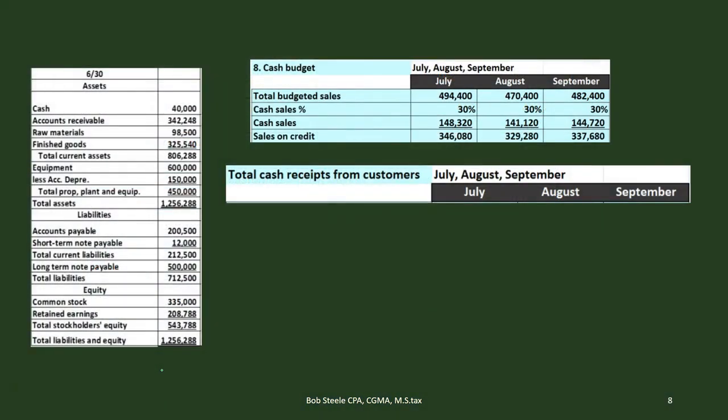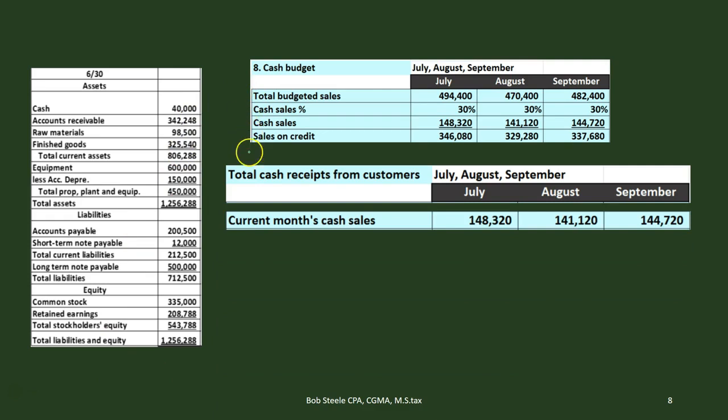Alright, so now we're going to take a look at the total cash receipts from customers using what we just calculated, the cash budget piece up here. This isn't the total cash budget, but it's part of our calculation we just looked at. So we got the current month's sales. That's what we're bringing down. Here's the current month's sales on cash. That's the cash sales.